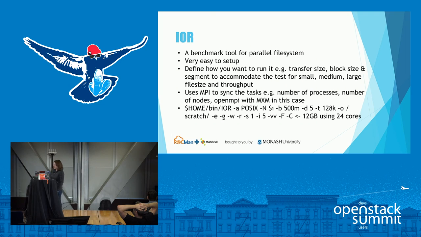So IOR is something that I like to use because it's really easy to set up, and you can define how you want to run it to accommodate your small, medium, large file size as well as the throughputs. The good thing about IOR is you can use MPI to sync the tasks and define how many processes and how many tasks you want to do. In this case, it's a rather small file size because in our environment, we don't have a lot of large file sizes. So in this case, it's 12 gigs using 24 cores.